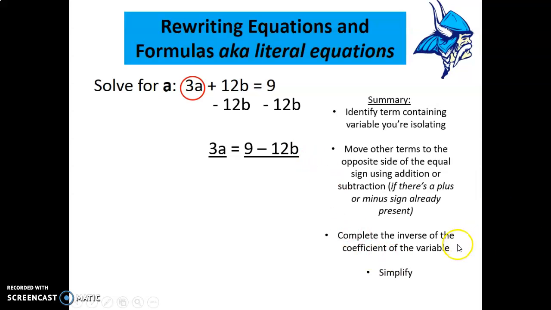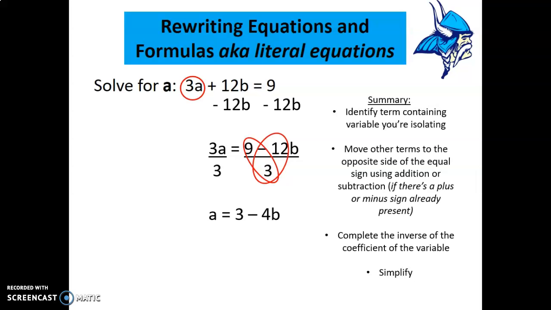Finally, we're going to complete the inverse of the coefficient of the variable. So 3 is my coefficient of the variable I'm isolating for. So it's 3 times a, so I do the inverse and divide by 3. And then finally, can I simplify anything? Yes, I can simplify these terms over here on the right-hand side. 9 over 3 simplifies to 3, and negative 12 over 3 simplifies to negative 4, with your final answer being a has a value of 3 minus 4b.